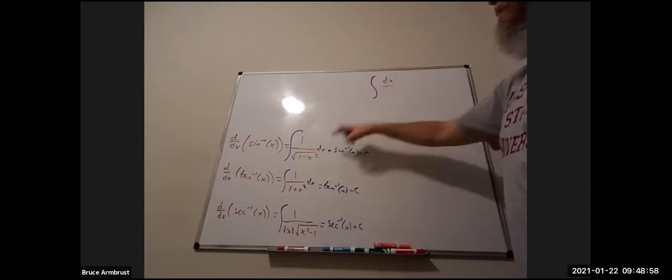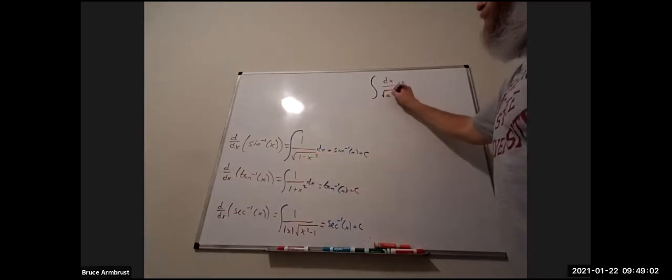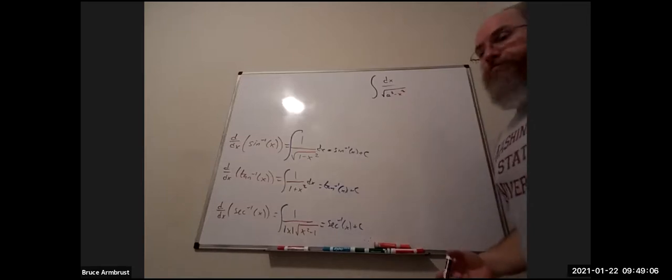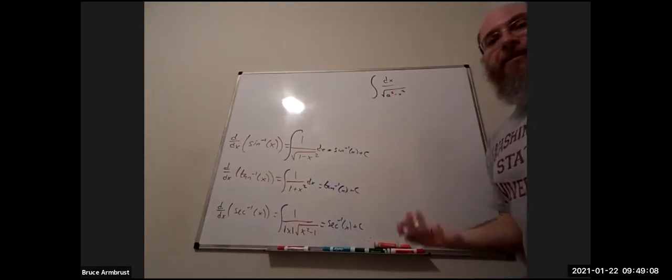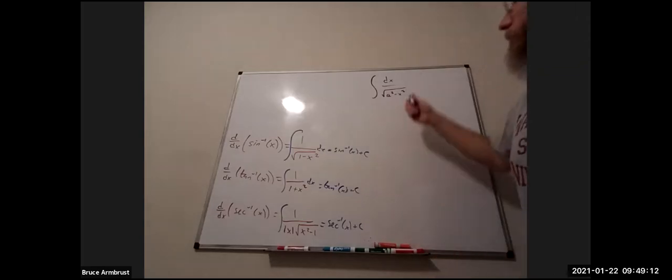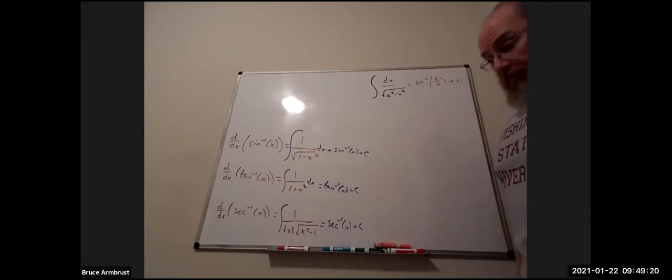So instead of 1 minus x squared in the square root, we're going to make it a squared minus x squared. So this will allow for something that's a little bit different, like 9 minus x squared or something like that. Its antiderivative is just the inverse sine of x over a.